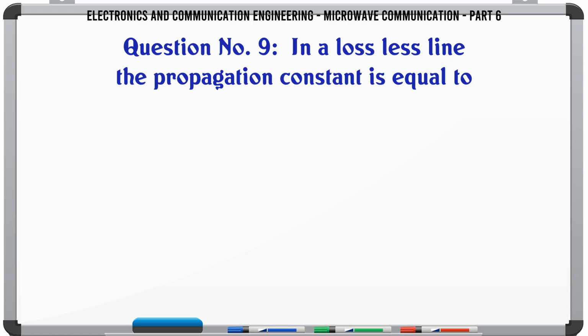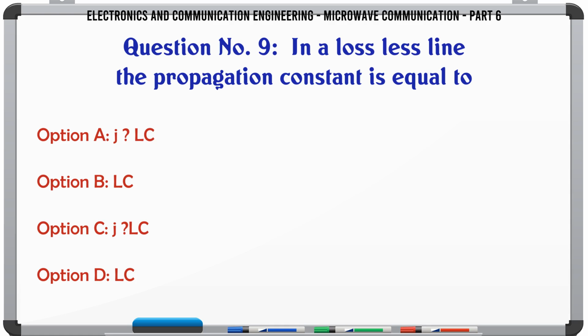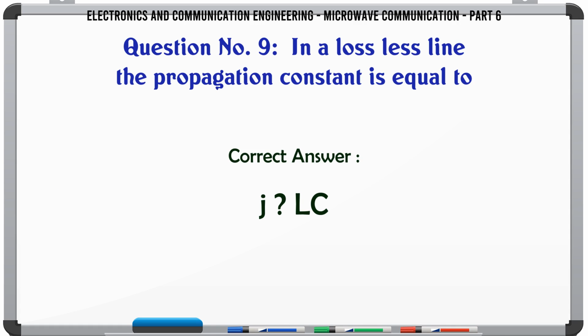In a lossless line, the propagation constant is equal to A. jω√LC, B. ω√LC, C. jωLC, D. ωLC. The correct answer is jω√LC.